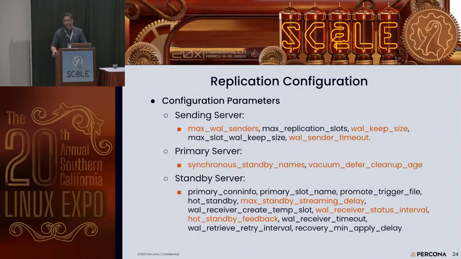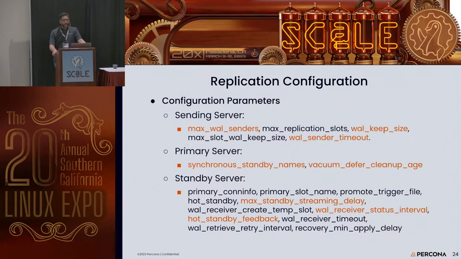Then there's wal_keep_size. I'm just going to discuss the ones in orange, which I believe are more relevant. wal_keep_size is, in terms of megabytes, the maximum amount of WAL that would be kept on the sending server for replication purposes. wal_sender_timeout is, again, a timeout, and it's associated with max_wal_senders as well. That's a timeout after which, if a replication connection is inactive for this time, it will be terminated.